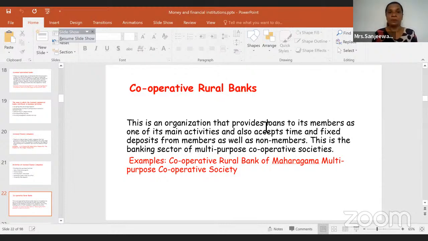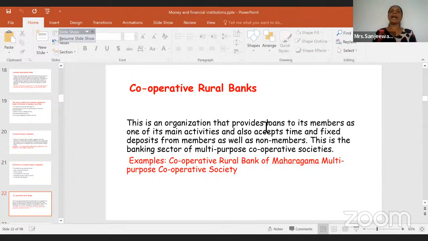Okay, and also they accept time and fixed deposits, right? That is from members and non-members as well. Okay, I think it's clear. They provide loans to members only, right? But when they take deposits, they take from members and non-members as well, right? So this is the banking sector of the multi-purpose cooperative sector. For example, Cooperative Rural Bank of Maharagama, Maharagama Multipurpose Cooperative Society. These are some examples of cooperative rural banks.